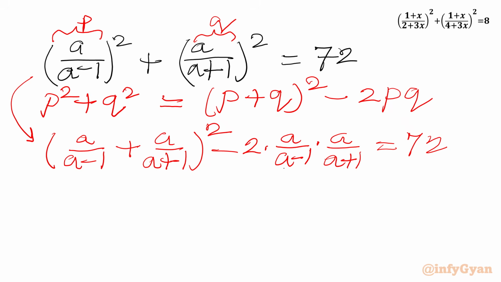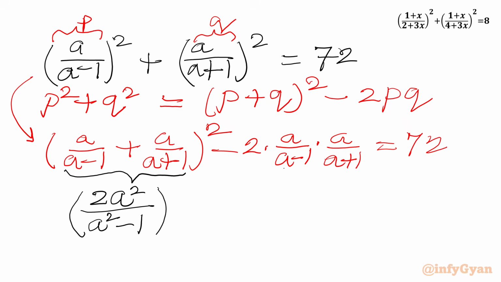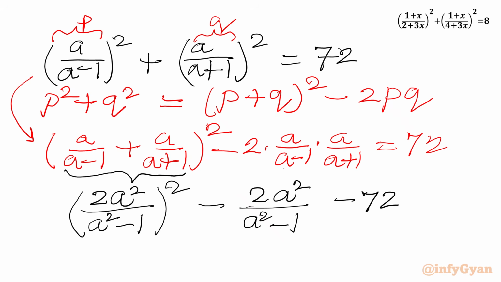Now we have to simplify a bit. We will take LCM over here. a square plus a square minus a. So 2a square over (a minus 1) times (a plus 1), which is a square minus 1, whole square is there, minus 2a square over (a minus 1) times (a plus 1), a square minus 1. We'll write 72 to left hand side and RHS will be 0.